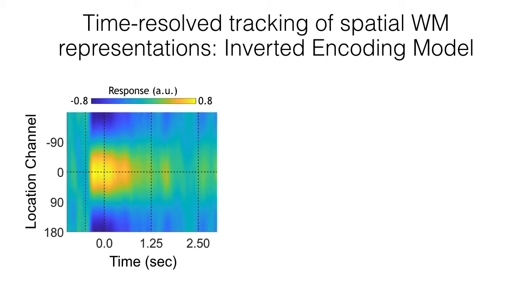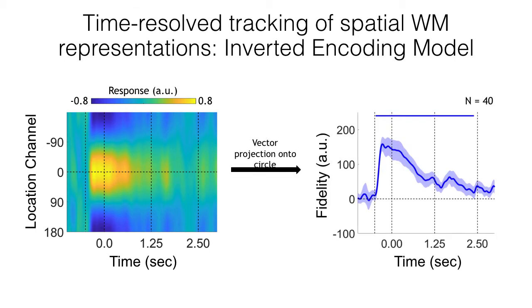Then trial by trial reconstructions were shifted to a common center. That would yield a time resolved reconstruction for each participant. By convention, we shifted everything to 0 degrees so that the peak of this plot here is in the middle on 0 degree. Then we took the representations at each time point and projected them into a circle and computed the vector length. The vector length gives us a fidelity metric, or basically the amount of location information, to make it easier to visualize.